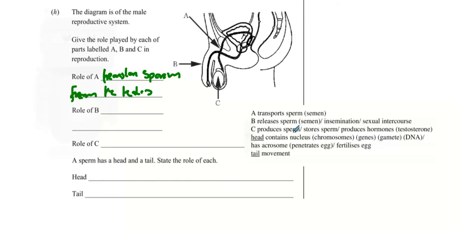Okay, B. Releases sperm in sexual intercourse. So the penis releases sperm in the sexual intercourse. Okay, C. Produces sperm because it's the testes. C is the testes, so it produces sperm.